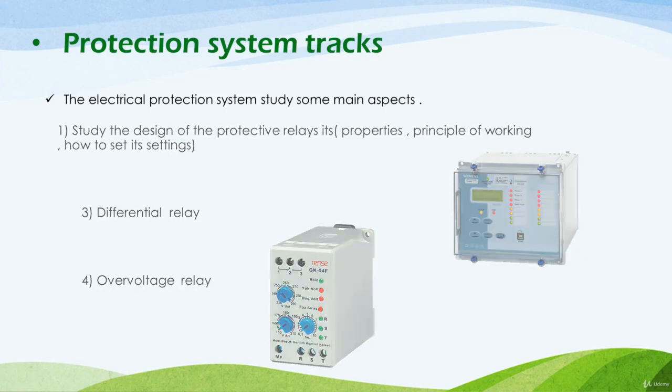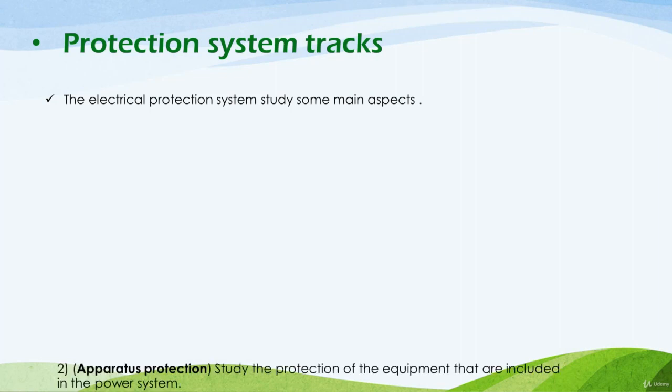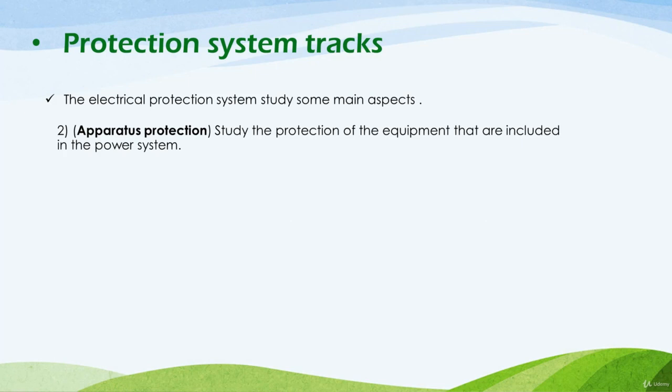So that's about the first track of studying the protection system, at which we study the protective relays themselves and their principle of working. Now the second track of studying the protection system is the apparatus protection. And in that track we study the protection of the devices themselves. So we are talking now about the apparatus or the devices that we need to protect. And for that, the first thing we need to know is which are those devices that we need to protect.